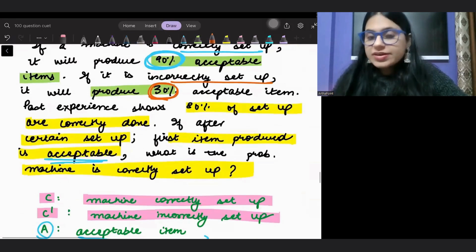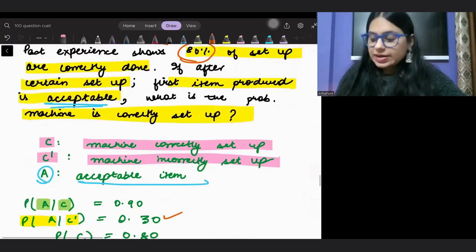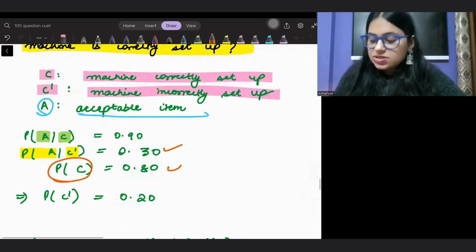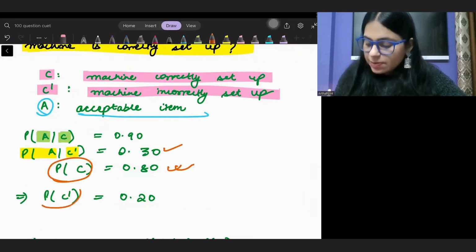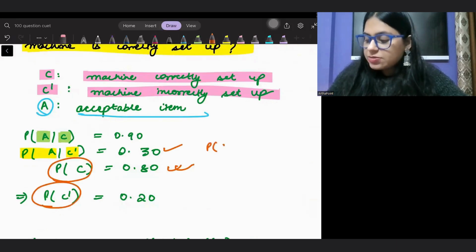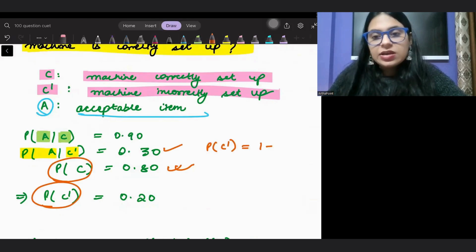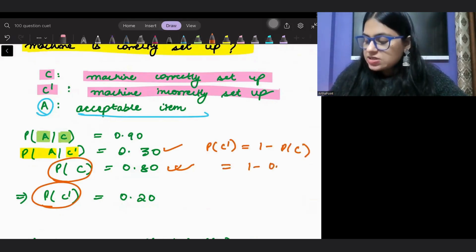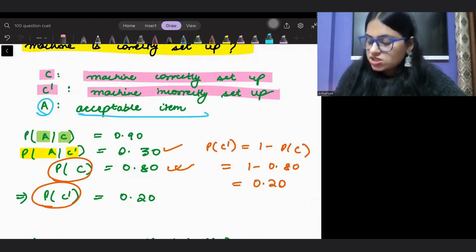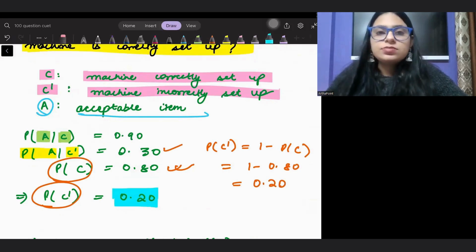What is the probability of setting the machine correctly? Ye raha, 80%. So not setting up correctly, beta, what is the probability that the machine will not be set up correctly? 1 minus the probability of correctly set up, 1 minus 0.80, 0.20. So bacha, this will be 0.20.